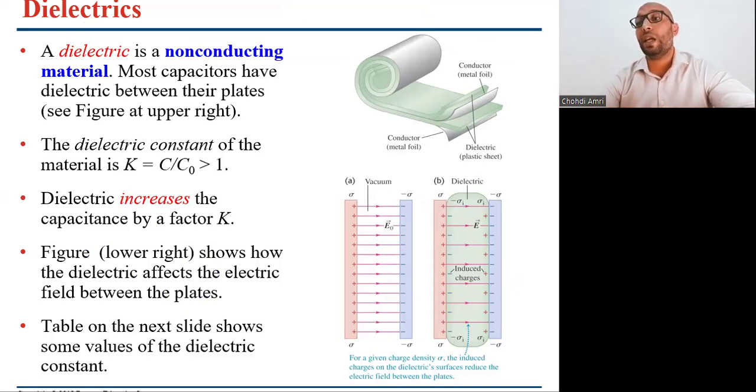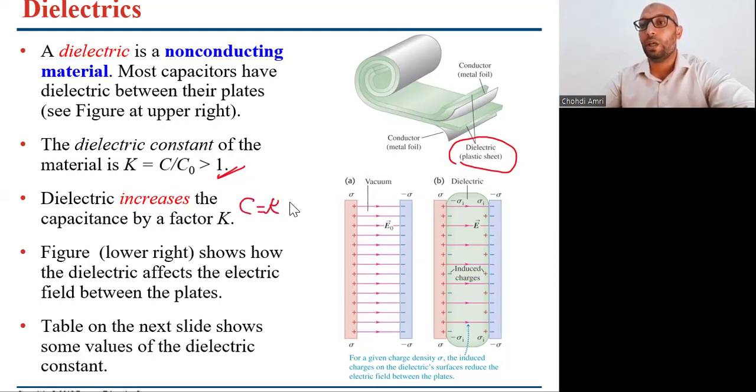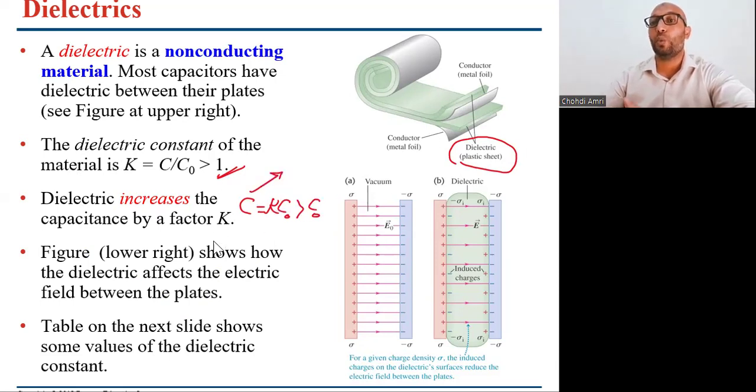At first, let's define what a dielectric means. As you know, a dielectric is a non-conducting material, so it's an insulator. Most capacitors have a dielectric between their plates. For example, here in our case, the dielectric between the two conductors is a plastic sheet. The dielectric constant of the material is always greater than 1. Kappa is always greater than 1. The dielectric increases the capacitance by a factor of kappa. So the capacitance after the dielectric is going to be kappa multiplied by C naught, which is greater than C naught, because kappa is greater than 1, so the capacitance will increase.